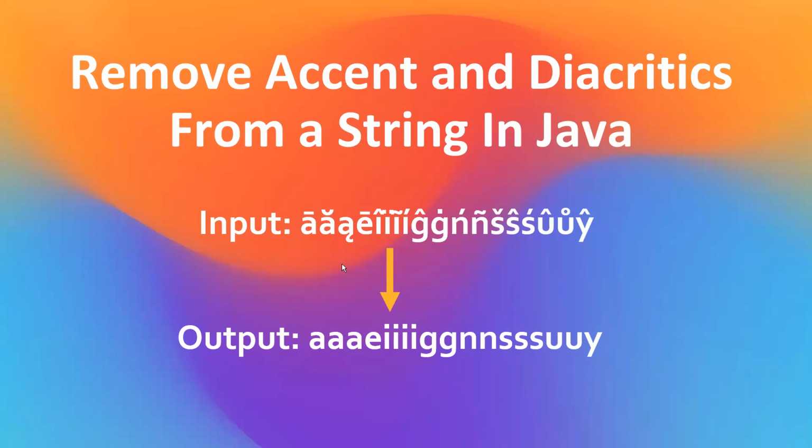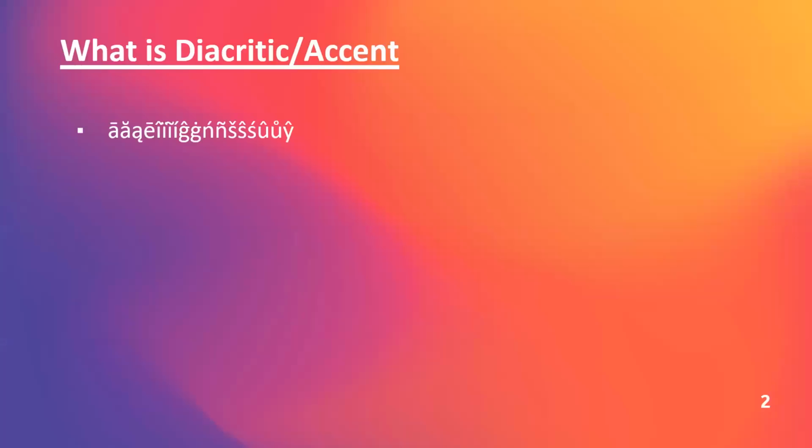Hi everyone. In this video, we are going to discuss how to remove accents and diacritics from a string in Java. Did you ever notice a text or character something like this, having a little dot, mark, shape, stroke, or a sign? Most probably yes, right? That is what people often call an accent.